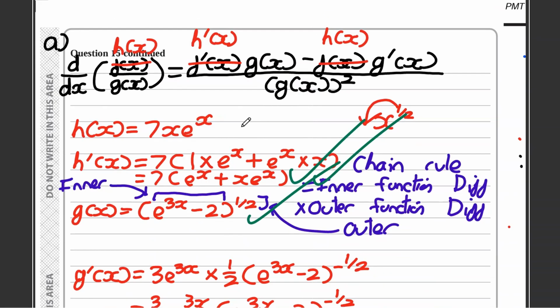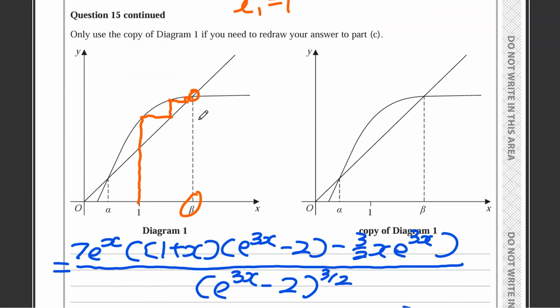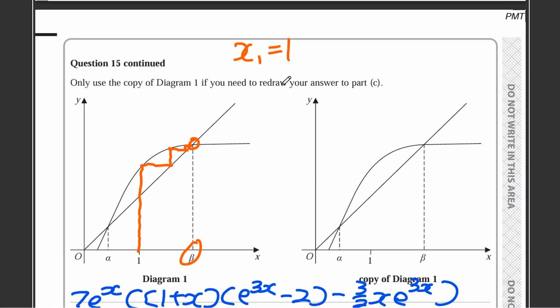The reason for this is if you look at a staircase diagram. For this, we showed how the iteration works with beta. So we start, x1 is equal to 1. We start here, we go up, we hit the curve, we go across, we hit the line, we go up, hit the curve, and so on.